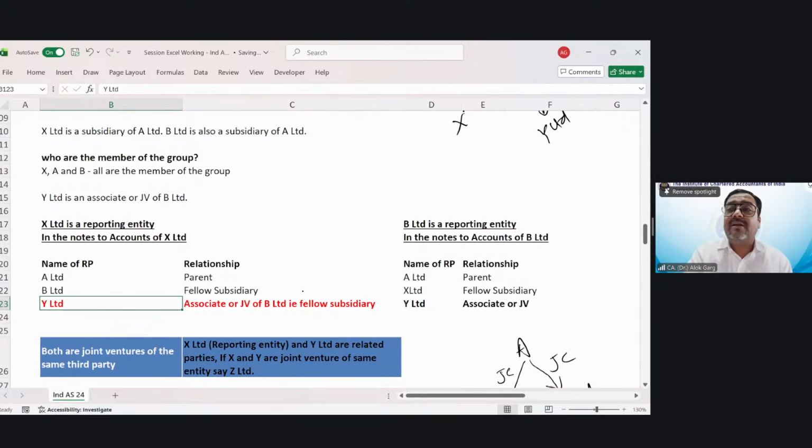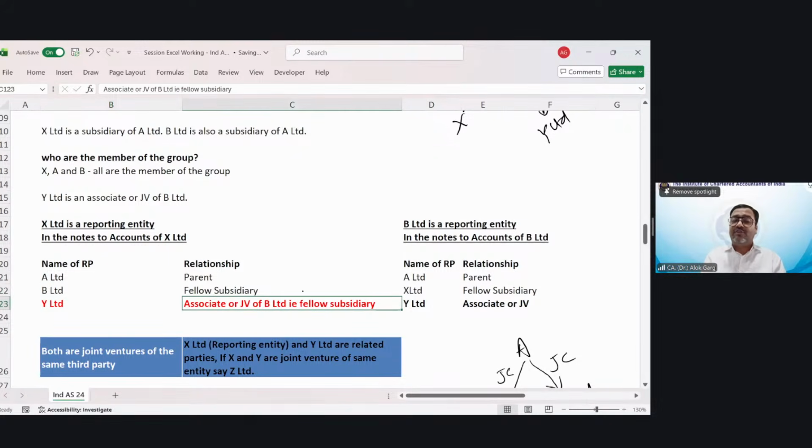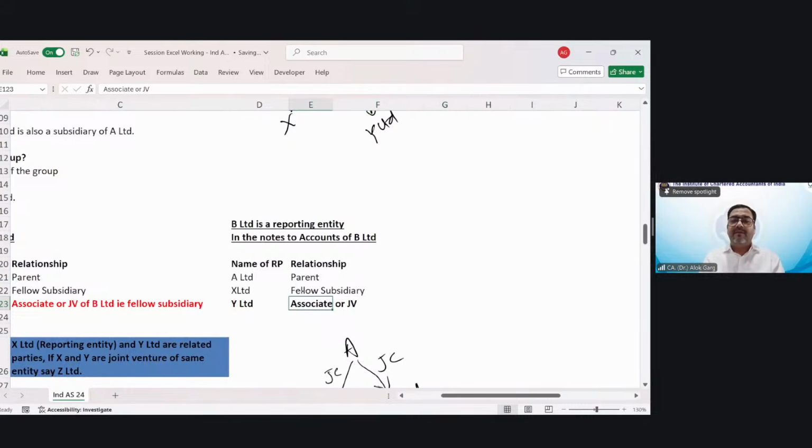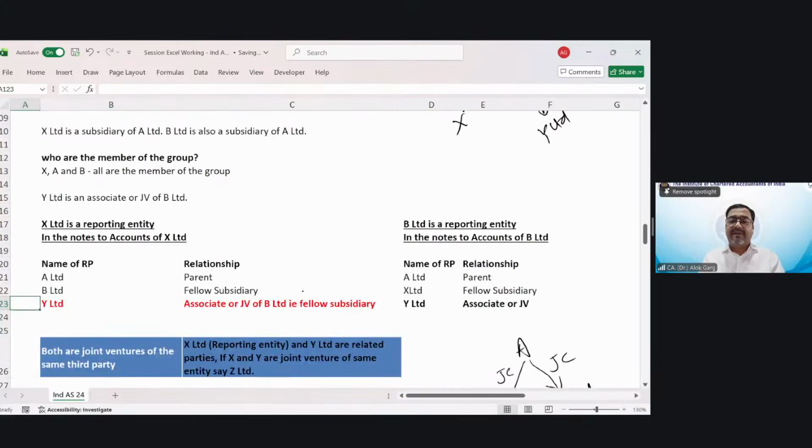समझ में आया? अगर कोई एंटिटी एसोसिएट और जेवी है किसी एंटिटी की, और वो जो एंटिटी है किसी ग्रुप का मेंबर है, ग्रुप का मेंबर है मतलब अगर वो एंटिटी किसी की सब्सिडरी है, किसी की पेरेंट है, किसी की फेलो सब्सिडरी है, तो वो पूरे का पूरा ग्रुप कि ये जो एसोसिएट और जेवी है उस पूरे ग्रुप की भी रिलेटेड पार्टी हो जाएगी, राइट? So here you can see X Limited, this is an associate or JV of B Limited which is a fellow subsidiary, so this will also become a related party. For B Limited, very simple, A is a parent, X is a fellow subsidiary, Y Limited is an associate or JV, right? Clear?